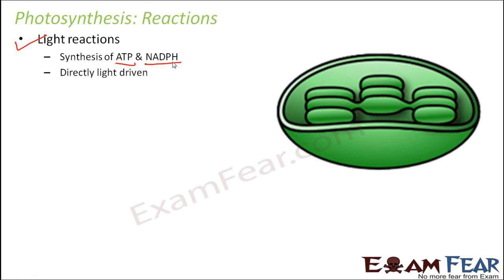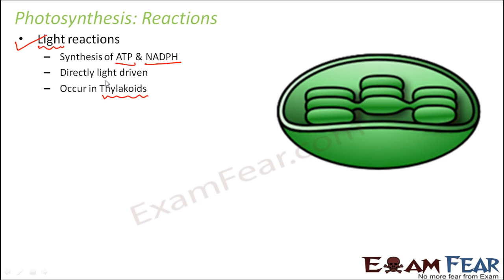This reaction is called light reaction because it is directly dependent on light. This reaction can take place only in presence of light. Without light, it cannot happen. That is why it is called light reaction. Where does it occur? It occurs in the thylakoids. Why does it occur in the thylakoids? Because it is light driven, so the light needs to be absorbed all the time for this reaction to take place.